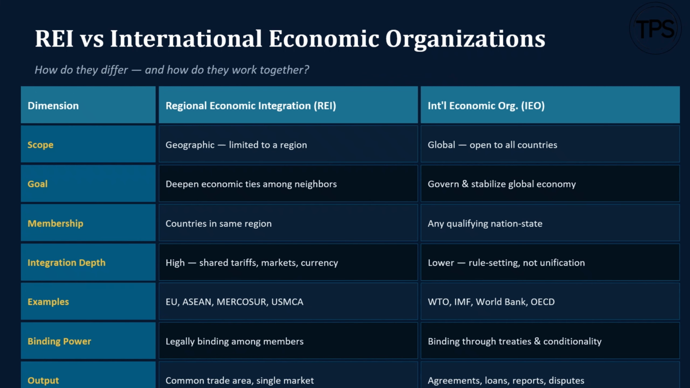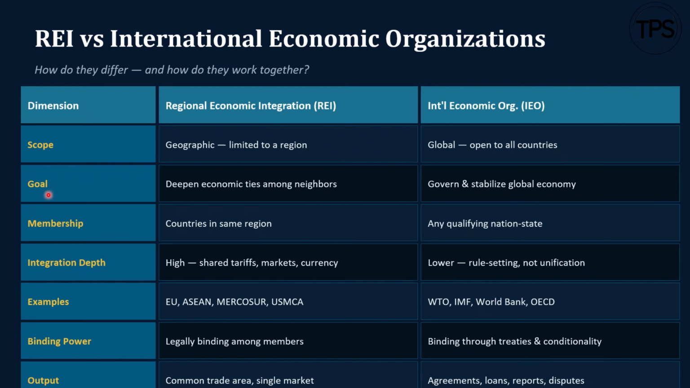Now, our next point is REI versus International Economic Organization. What are the differences between these two? Why are they there and how do they work together? The scope for them is geographic. For the REI, it is geographic, limited to a region, whereas IEO is global, open to all countries.